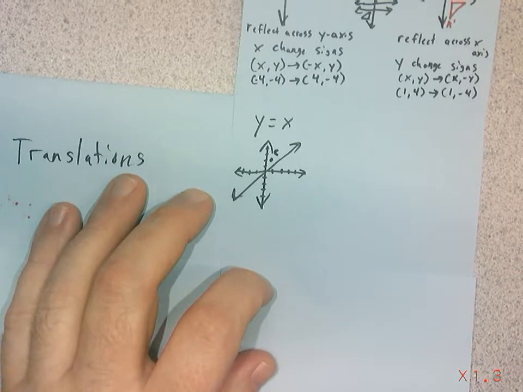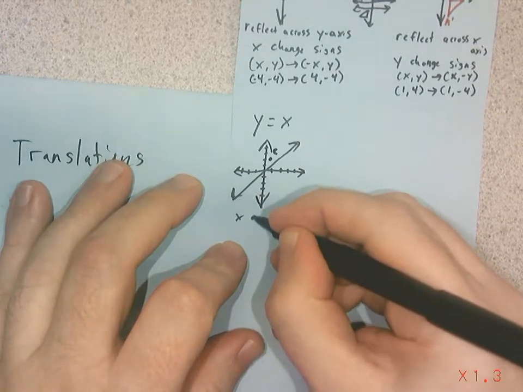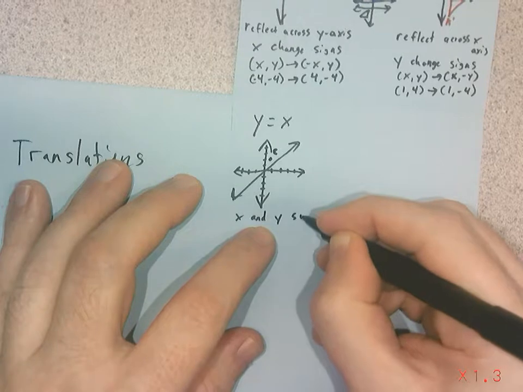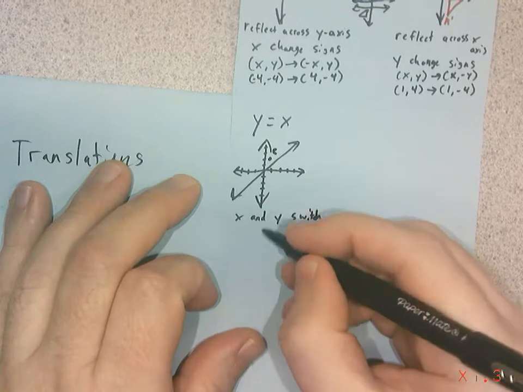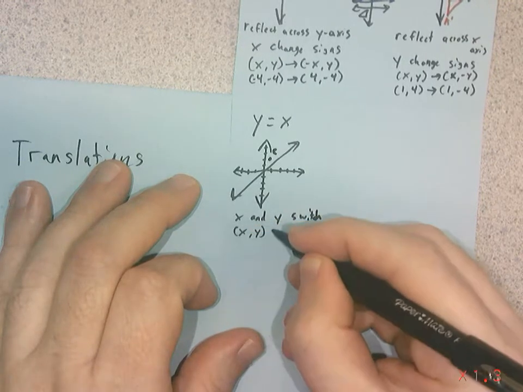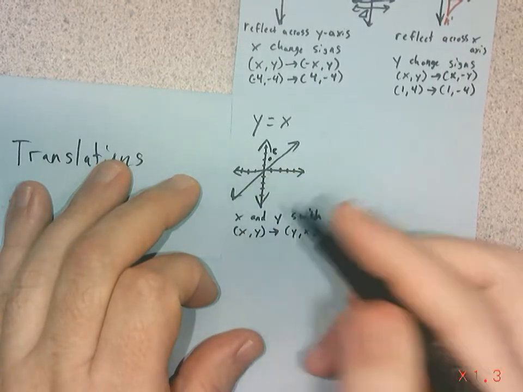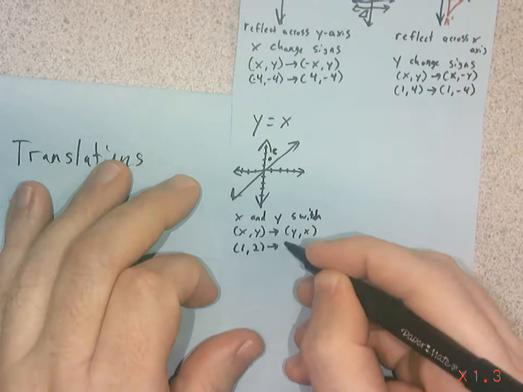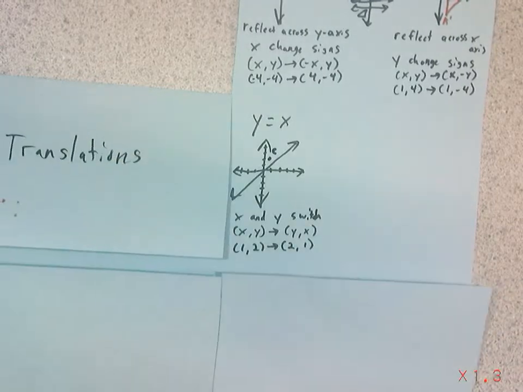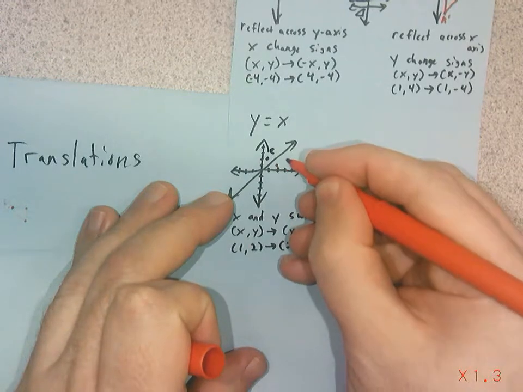And what happens when you reflect across y equals x is the x and y switch spots. So basically, if I have my generic ordered pair, x, y, it would become y, x. So they really just change spots. So since that C is at 1, 2, the new C would be at 2, 1. So 2, 1 would be C prime.